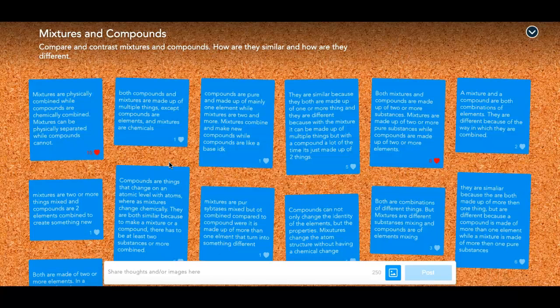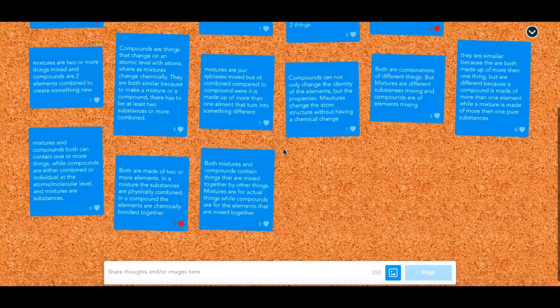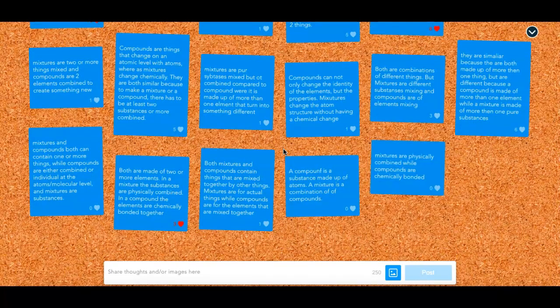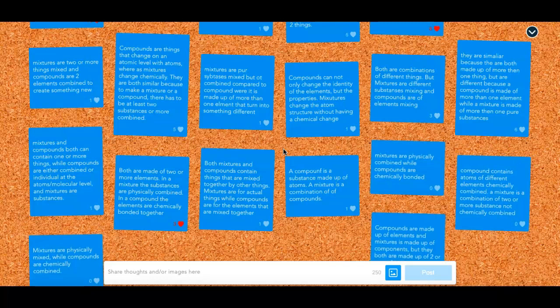Oh, we have some more that didn't get shared. I'm so sorry. A few more to take a look at. Compounds contain atoms of different elements chemically combined. A mixture is a combination of two or more substances not chemically combined. That is a great definition. That's Sahara. Very good. Mixtures are physically mixed, while compounds are chemically combined. Good. Wonderful responses, guys. Thank you for your participation.